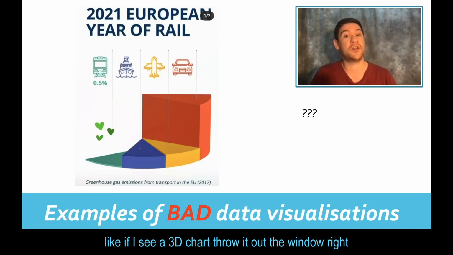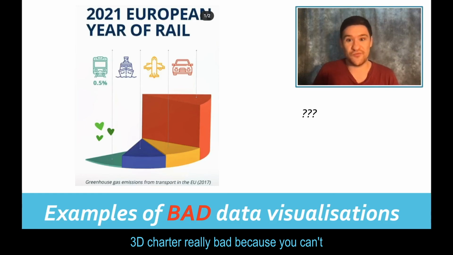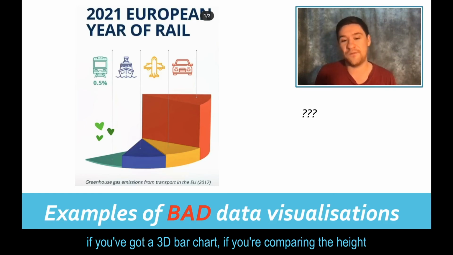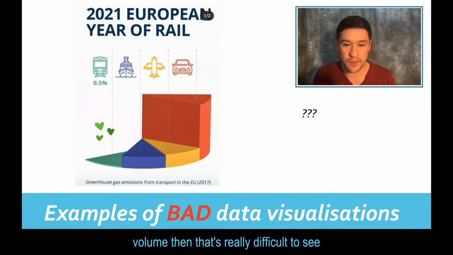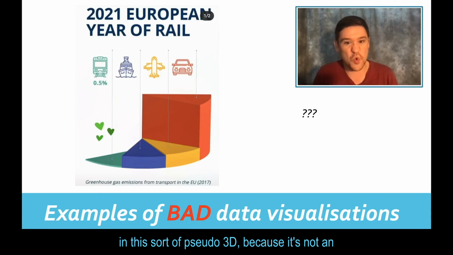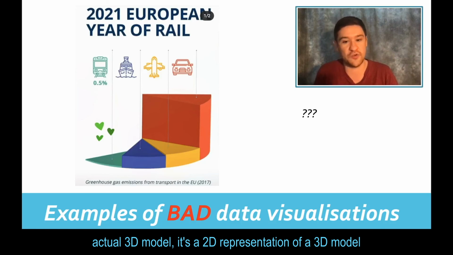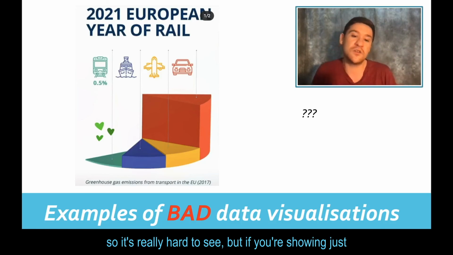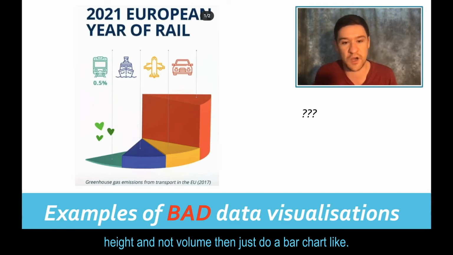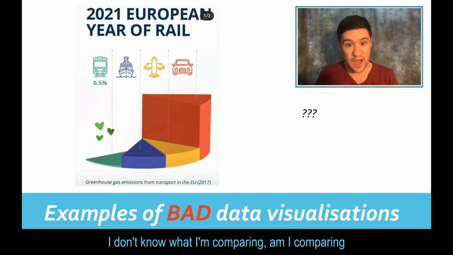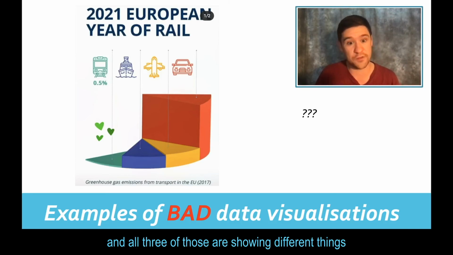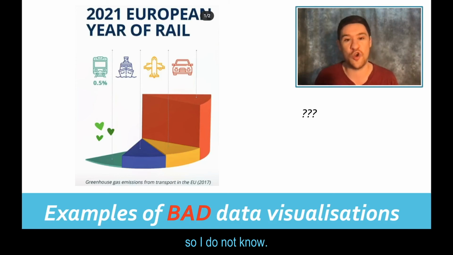If I see a 3D chart, throw it out the window, right? 3D charts are really bad because if you've got a 3D bar chart and you're comparing the height, why is it 3D? And if you're comparing the volume, then that's really difficult to see in this sort of pseudo 3D, because it's not an actual 3D model, it's a 2D representation of a 3D model. So it's really hard to see. But if you're showing just height and not volume, then just do a bar chart. 3D charts are terrible, but here I don't know what I'm comparing. Am I comparing angles, height, or volume? And all 3 of those are showing different things. So I do not know.